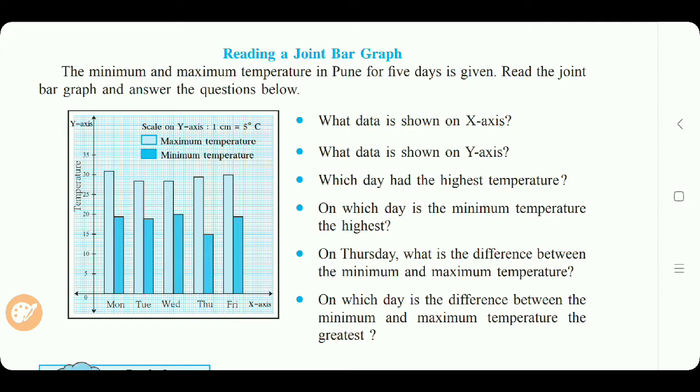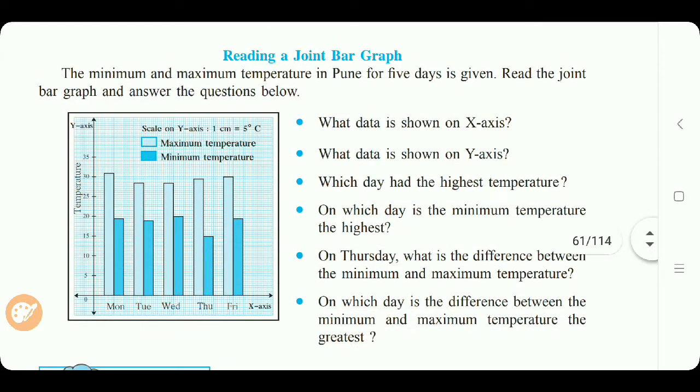Okay, so we can see it is maximum on Wednesday. Now next question, on Thursday, what is the difference between minimum and maximum temperature? Minimum temperature on Thursday, if you can see, is 15 degree, and maximum temperature is not 30, actually it is 29. So the difference between minimum and maximum temperature is 14.